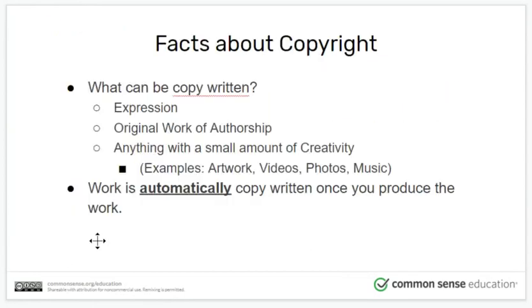All right. Okay, so this is where your guided notes will begin. 3 things that are able to be copyrighted are expression, so like written works of art, people that write books or plays, original work of authorship, and then anything with a small amount of creativity. So a painting or a music video, a photograph, a song, all of those things can be copyrighted by the creator.